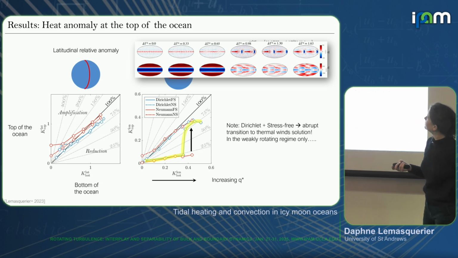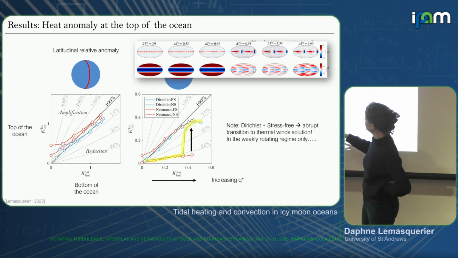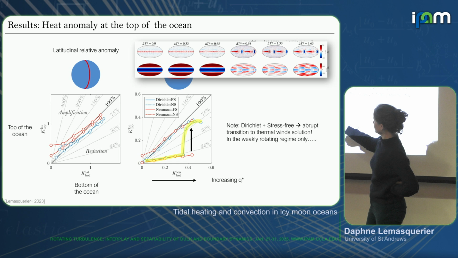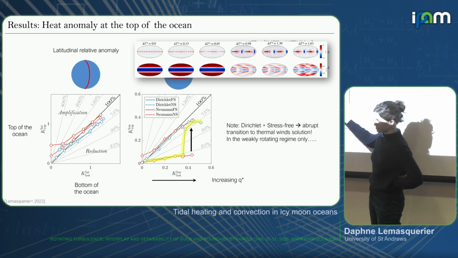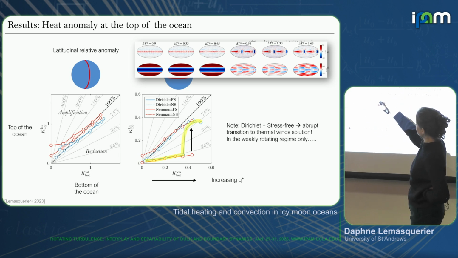Because this is a fluid dynamics audience, I wanted to mention this really nice observation that we made, which is in the case of Dirichlet stress-free boundary conditions, you can get a really abrupt transition from the zonal wind solution to the thermal wind solution. This is illustrated at the top here. You start in the zonal wind solution, and as you increase Q star, or delta T star, because the temperature is imposed here, you suddenly transition to the thermal wind solution.